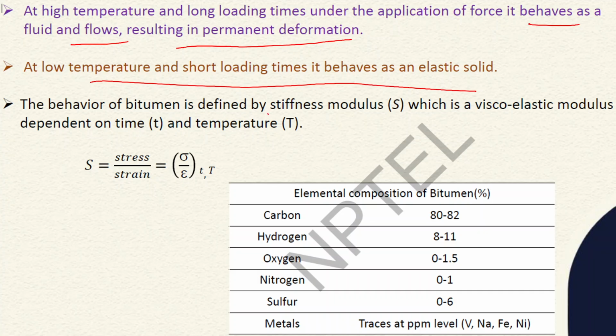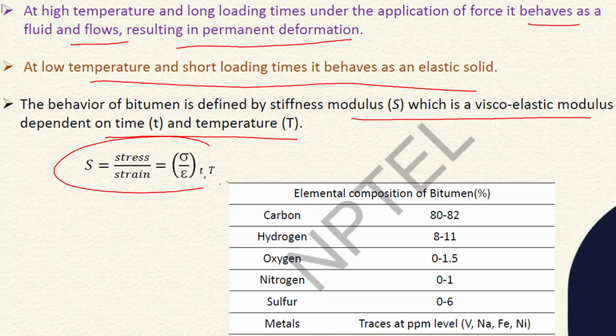The behavior of bitumen is defined by the stiffness modulus, which is a viscoelastic modulus dependent on time and temperature, given by this stress-strain equation. And this is the elemental composition of bitumen, which, as we can see, consists of a very large amount of carbon. Therefore, it is a very heavy residue given from the crude oil.